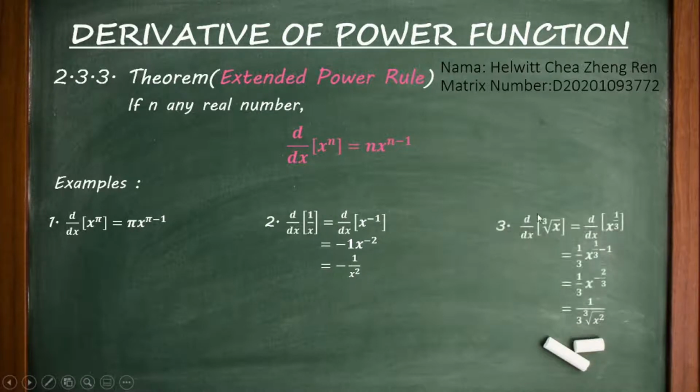Example 3. Differentiate cube root of x. We can write it as x to the power of 1 over 3, and then differentiate this: bring the 1 over 3 to the front of x, and then the power we minus 1. We minus 1, we get the power of negative 2 over 3. Then the answer is 1 over 3 x to the power of negative 2 over 3. We can also write it in terms of this.